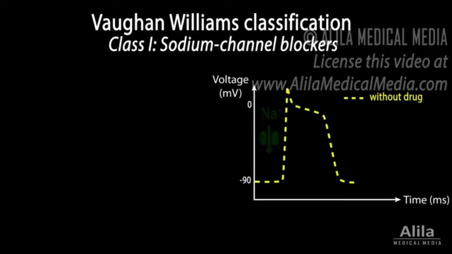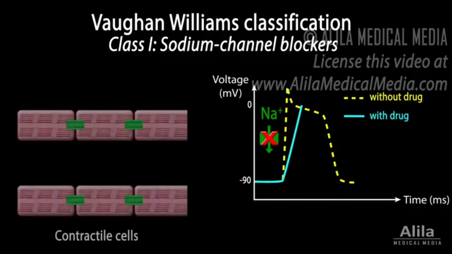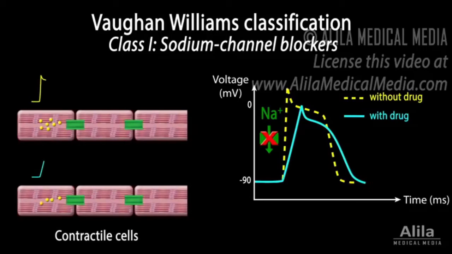Class 1, sodium channel blockers. These drugs bind to and block the fast sodium channels that are responsible for the depolarizing phase in contractile myocytes. The result is a slower depolarization with a smaller amplitude. Slower influx of sodium results in a smaller flow of positive ions through gap junctions to adjacent cells. The adjacent cells take longer to reach the threshold required to generate a new action potential, ultimately resulting in a slower propagation of action potentials through the myocardium.